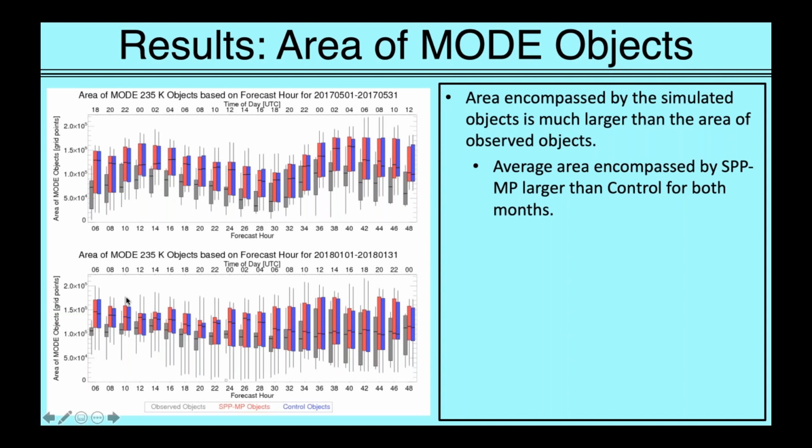January is a bit different. Again, there are more grid points that are usually associated with simulated objects compared to the observation objects. It is a bit closer though in January than it is in May. And for both months, the average area encompassed by the SPP is larger than the control.